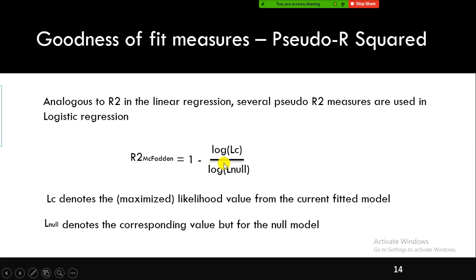The formula for this one is 1 minus log of LC divided by log of L null. The LC is nothing but the maximized likelihood value from the current fitted model. And the L null is for the null model. Okay, this is the null model. In the case of pseudo R squared, a small ratio of log likelihood represents that the full model is a far better fit than the intercept model.